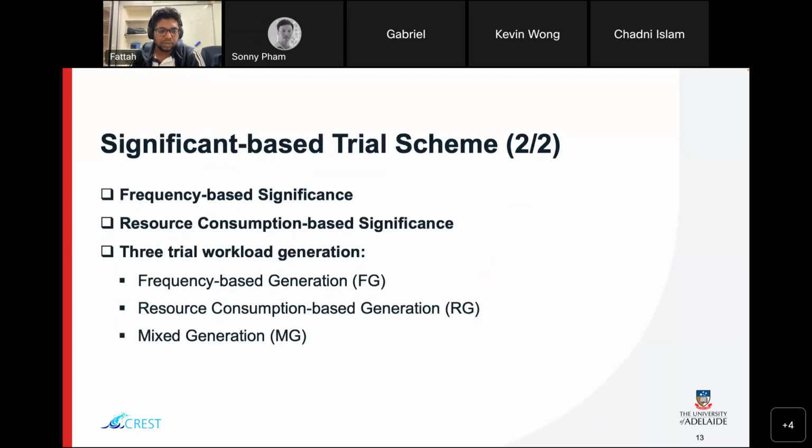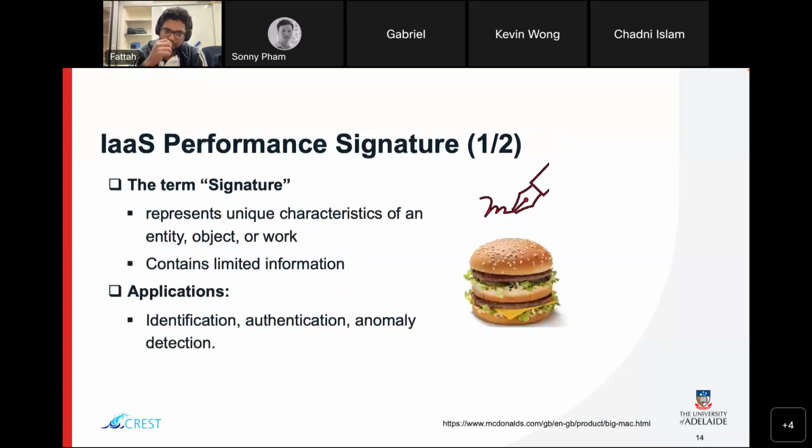Okay. So now let's say we have performed the trial. Now the next question is how to address the performance variability, because we don't know whether the performance would remain the same or not.